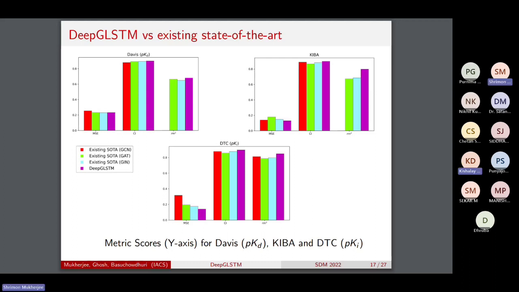And one more thing. These SOTA models you are mentioning, GCN, GAT, and GIN, are all graph models, right? Yes, these are all graph models. I feel you have used them for the molecule part. But what have you used for the protein sequence part there?